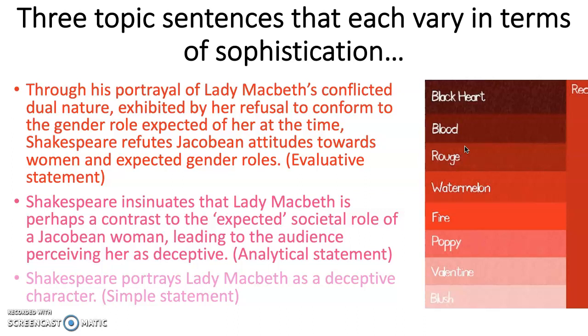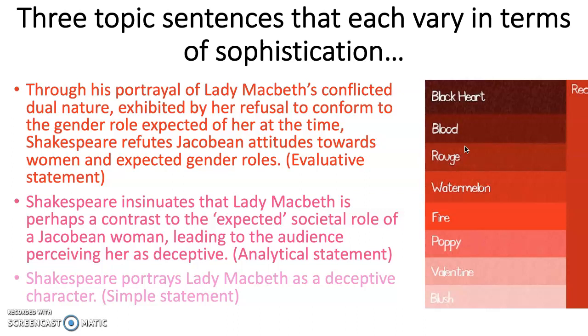So Shakespeare portrays Lady Macbeth as a deceptive character, okay? This is a simple statement. We're then going to move on to the next level of sophistication, so an analytical statement. Shakespeare insinuates that Lady Macbeth is perhaps a contrast to the expected societal role of a Jacobean woman, leading to the audience perceiving her as deceptive, okay? So we're really being analytical in our language here by evaluating the impact this has on the audience.